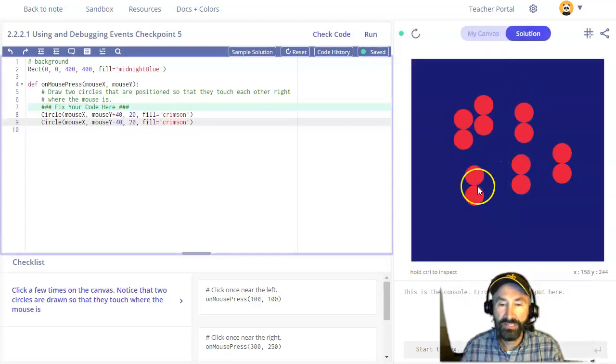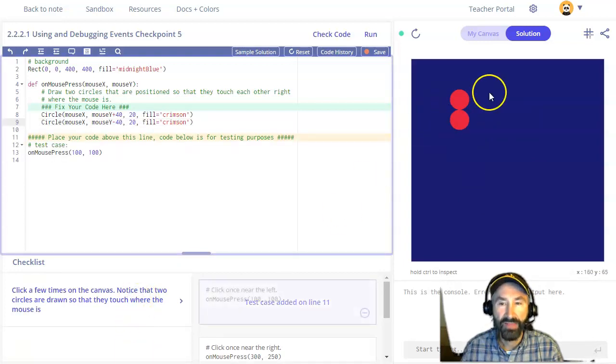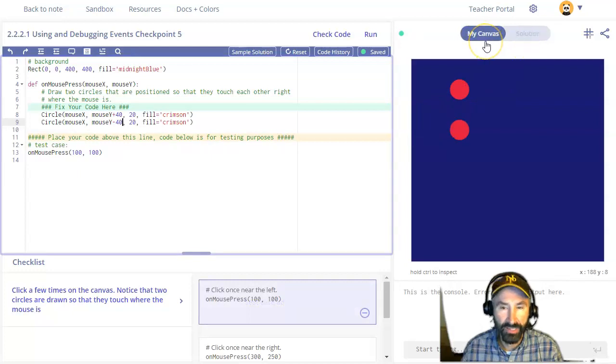Now, the last thing I want you to do is try all test cases. Here's how you try a test case. You go down and click on the checklist, and if there's more than one, click on each of them, but start with one, and then click each test case. And then try solution, and then try my canvas. Obviously, my test case is not working.